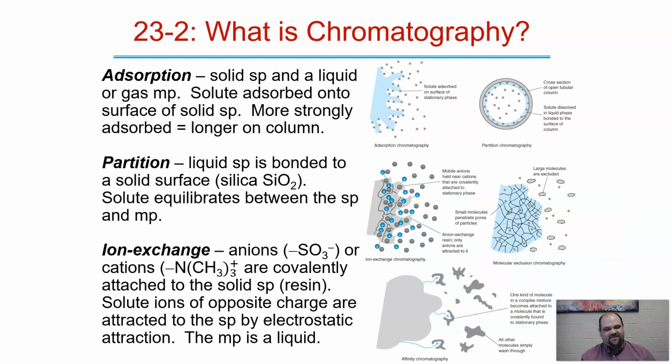And so we'll talk about 5 broad categories of chromatography, and then we'll do some more discussion of the different types. And so adsorption chromatography, we have a solid. SP here is stationary phase. And MP is mobile phase. And so in adsorption, we have a solid stationary phase, we have a liquid mobile phase, sometimes a gas, but often a liquid mobile phase. And whatever your solute is actually adsorbed onto the surface.